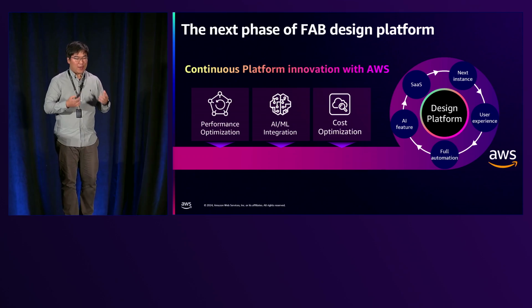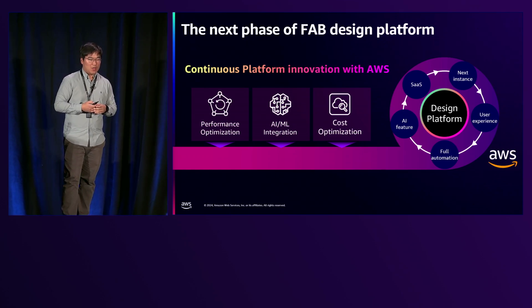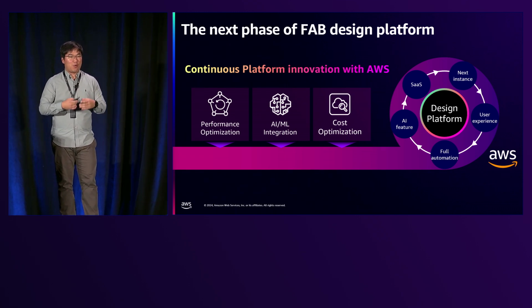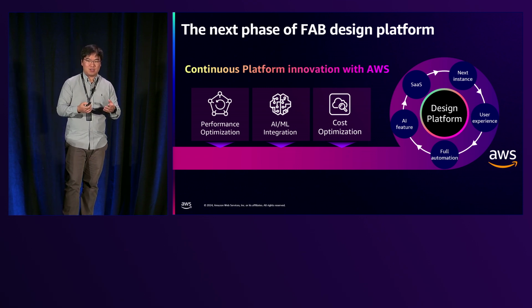The next phase of the fab design platform will be continuous development on the AWS infrastructure. We're going to keep optimizing our performance. As you might have heard, there are other instances such as G6, which is faster than G4. So we're going to keep optimizing the performance. Our dream is that our platform is way faster than even the local environment.